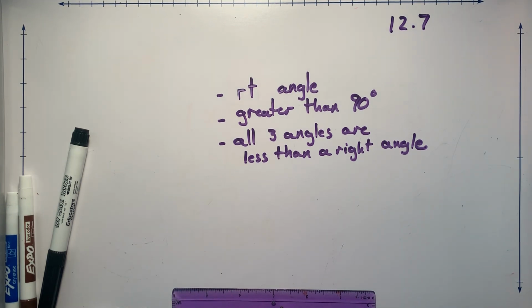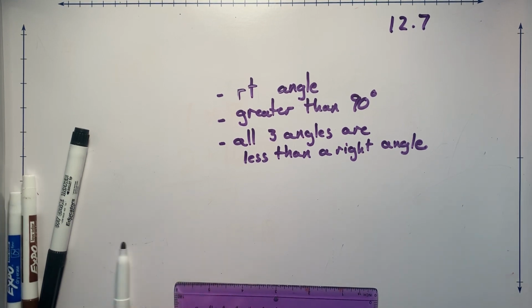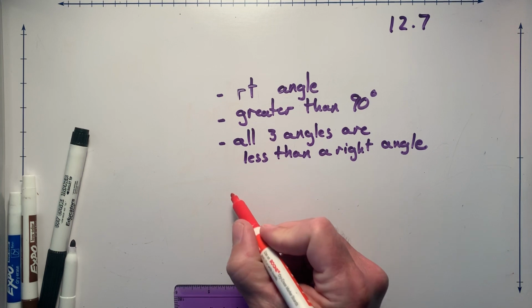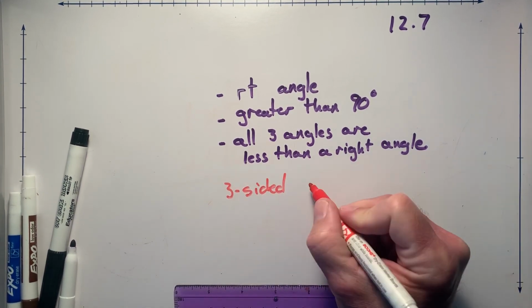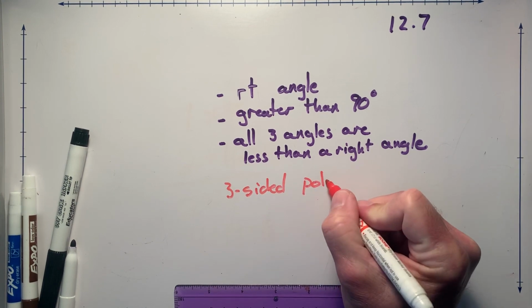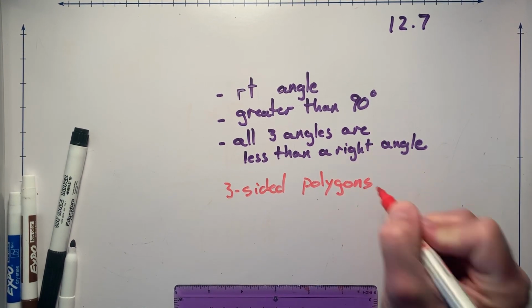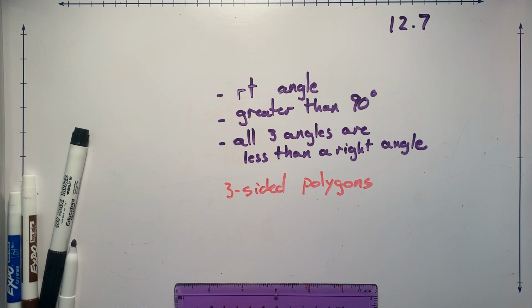And the first thing we're going to discuss with triangles, when we identify them, we can identify them by their angles or we can identify them by their sides. Now we know that all triangles have 3 sides. They are 3-sided polygons. Better put a dash there. 3-sided polygons. They are not quadrilaterals because a quadrilateral has 4 sides. They are triangles, 3-sided polygons, but they are still polygons.